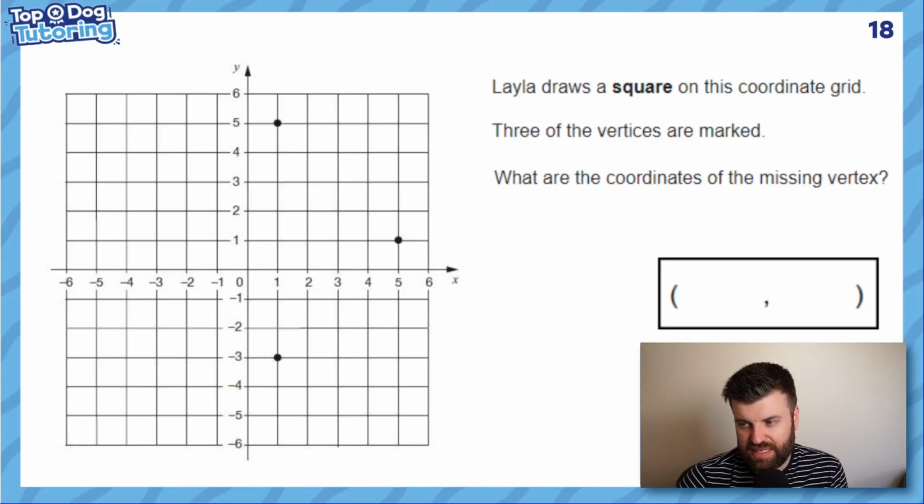Okay, so what about when we have a grid that looks like this with negative numbers? What is the coordinate of the missing vertex? Wait, what? What do you mean missing vertex? Well, you need to read this question carefully and have a go. This is multi-step here. See what you can do.